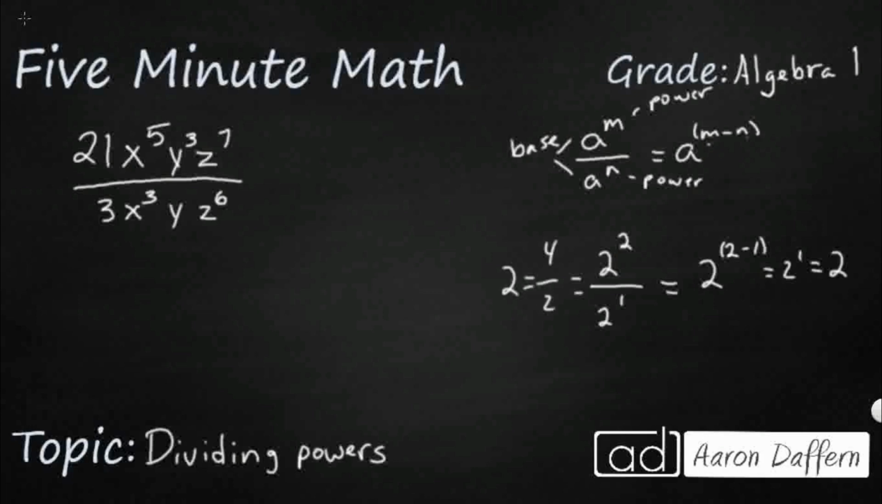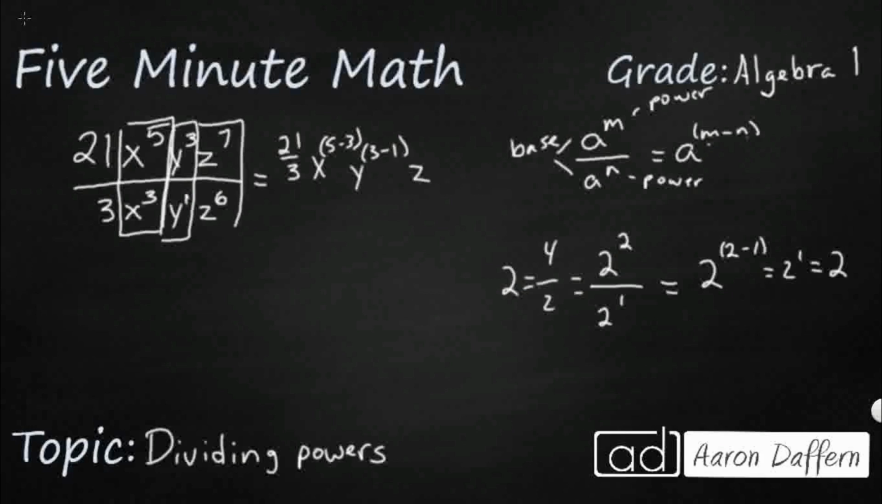So what we need to do over here is look for similar bases, and they're all lined up for us. We can do 21 divided by 3, and we can put that right there. But now we need this times x to the 5 minus 3. Now I've got similar bases right here. I've got a y, 3 minus, there's not an exponent there, so we can always assume a 1, 3 minus 1. Then I've got a z, it looks big, but it's just a 7 minus 6.